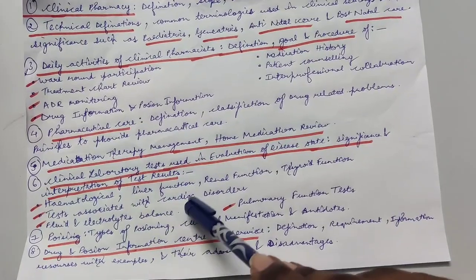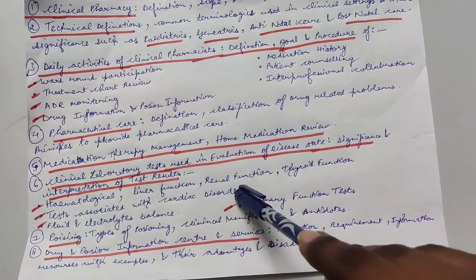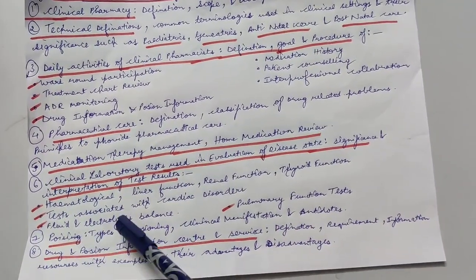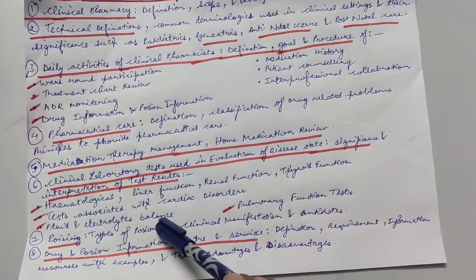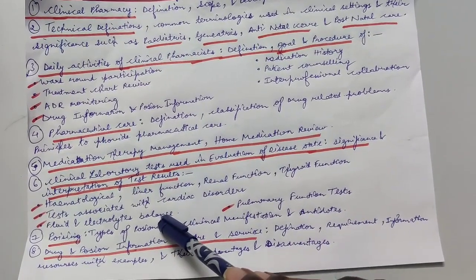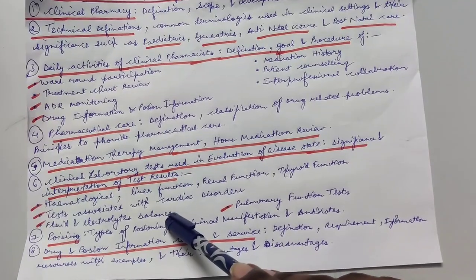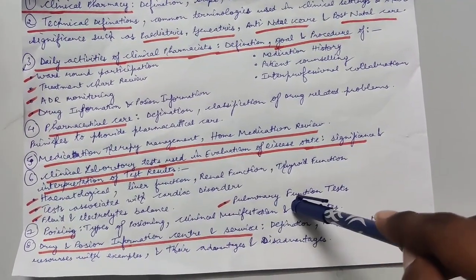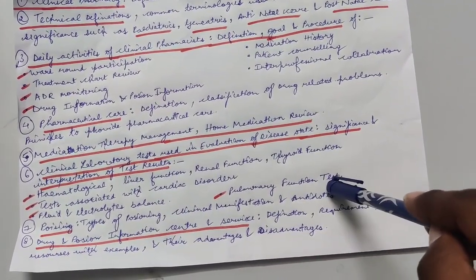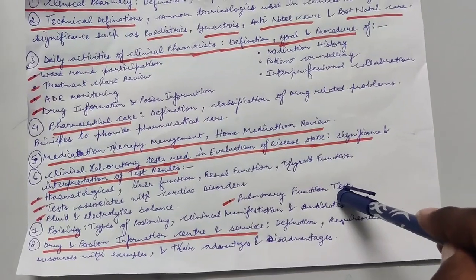Test associated with cardiac disease, how our heart is working. Fluid and electrolyte balance, how electrolytes and fluids are working. Potassium, calcium, magnesium in our body. Pulmonary function test, test related to our lungs, how our lungs are working.